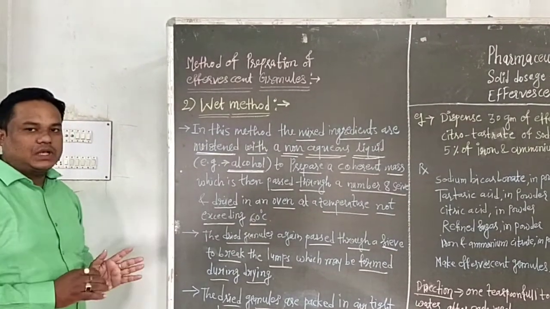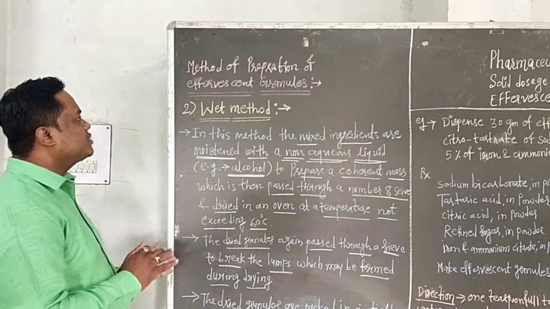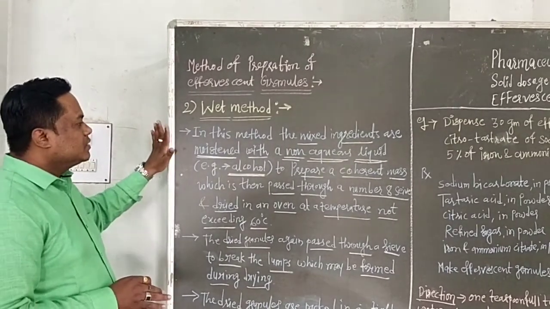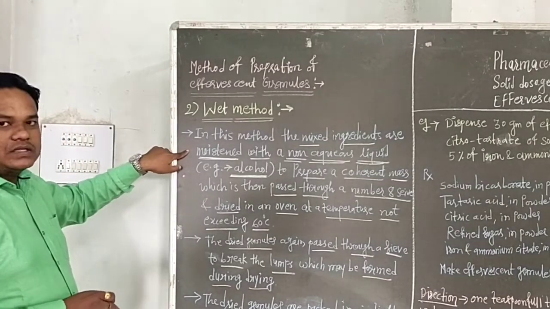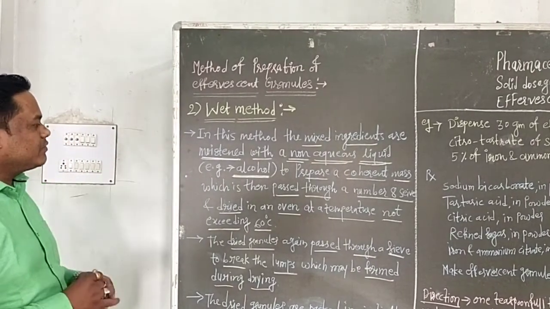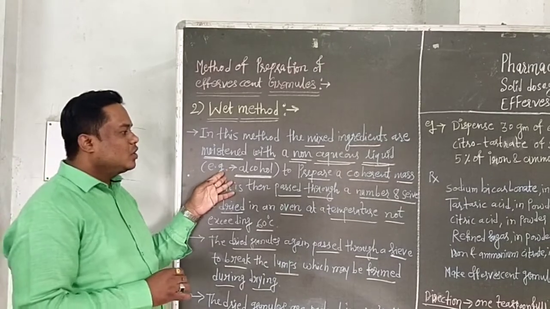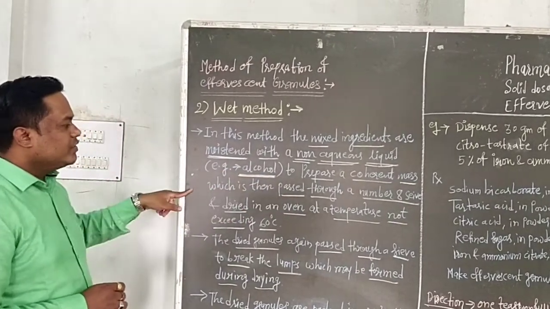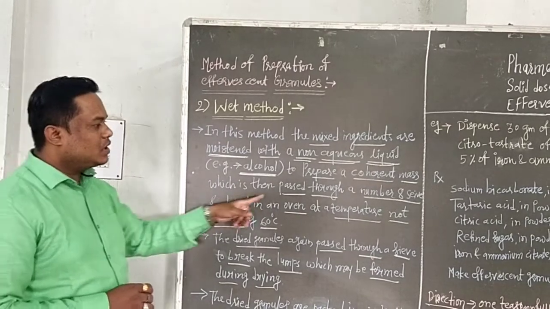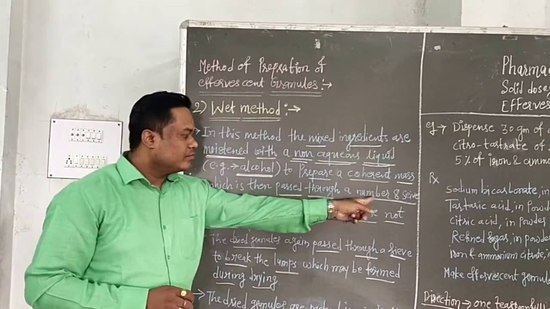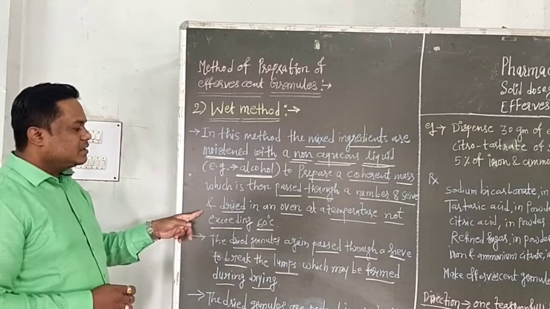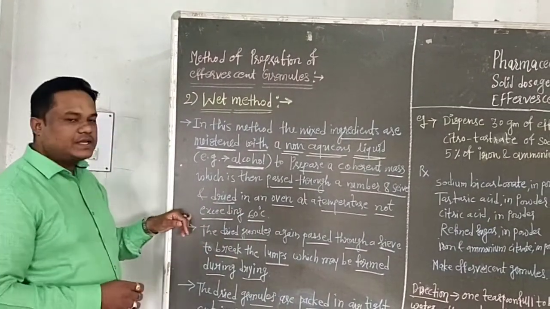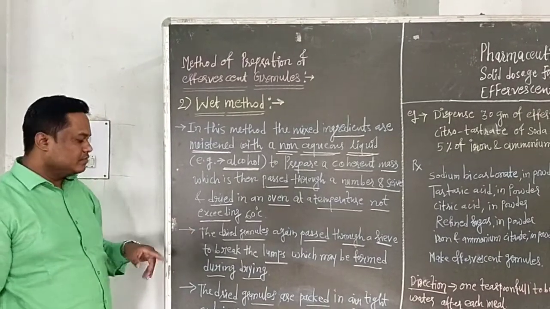So this is the simple wet method for the preparation of effervescent granules. Simply, in this method, the mixed ingredients are moistened with a non-aqueous liquid, for example, alcohol, to prepare a coherent mass. Then it is passed through a sieve number 8. Then it is dried in a hot air oven at a temperature not exceeding 60 degrees centigrade.